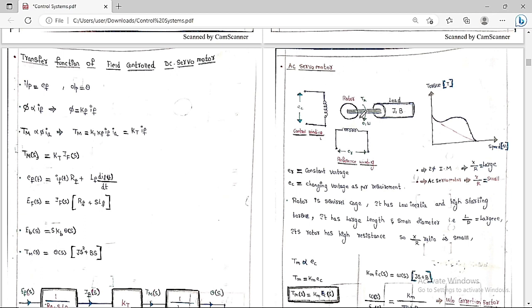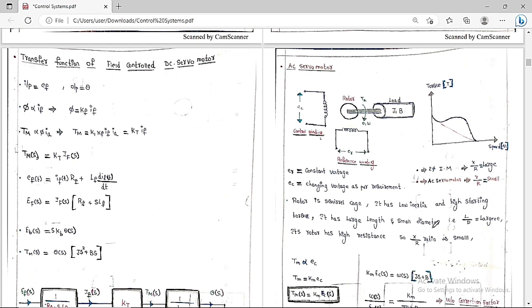as well as small diameter. So length is large and diameter is small, which means L by D is very, very large because the ratio is always large. And its rotor has high resistance. Because of this, the X by R ratio is small, because as the resistance is very high, the X by R ratio is very, very less in the case of AC servo motor.